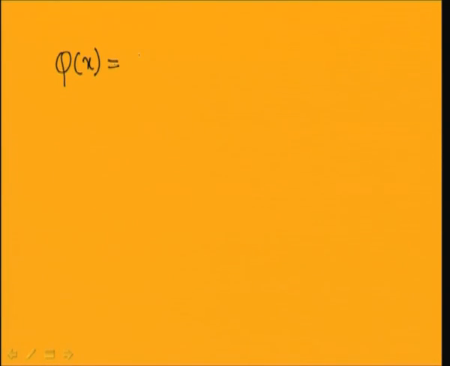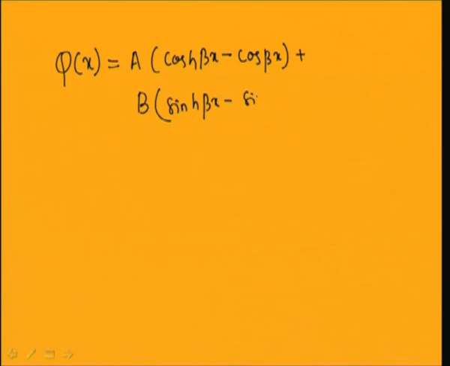phi x can be written as a into cos hyperbolic beta x minus cos beta x plus b into sin hyperbolic beta x minus sin beta x. So, this is the expression for phi x after substituting the boundary condition on the left side, and now substituting the boundary condition at the right side, that is psi l equal to 0.